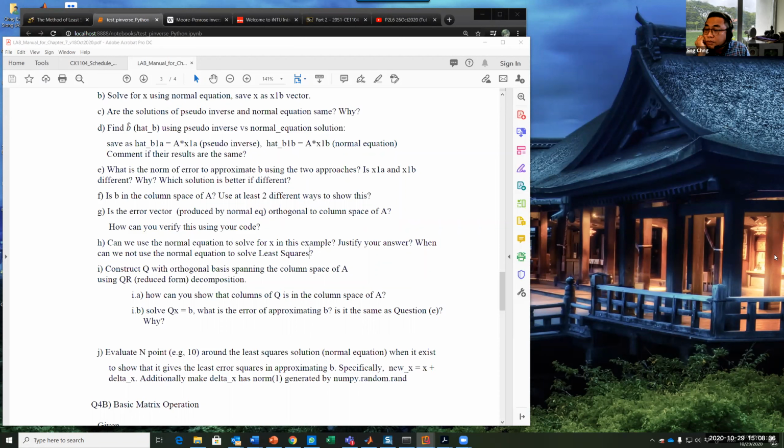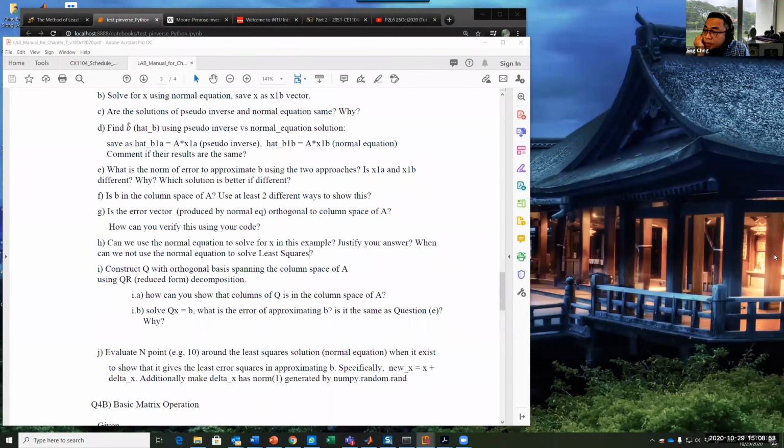Yes, Prof. Thanks. Okay. The second way is the rank of A. The rank of A is equal to the number of columns. That's another way. Actually, there are so many ways. So you never run out of ways.